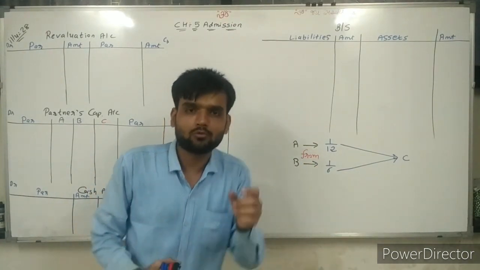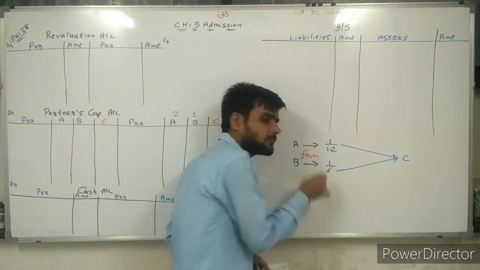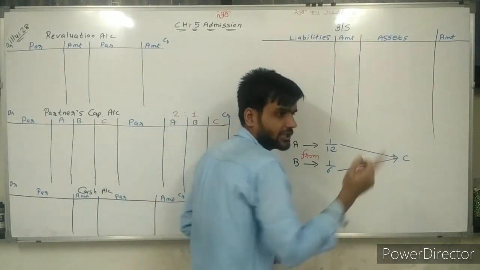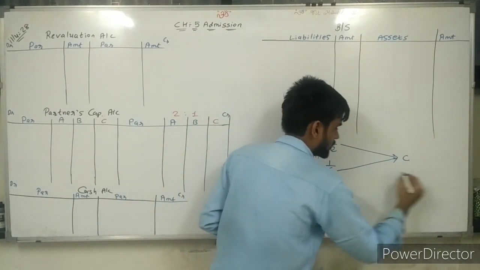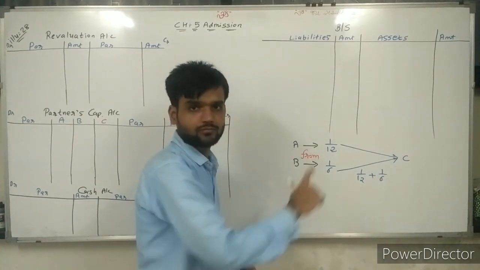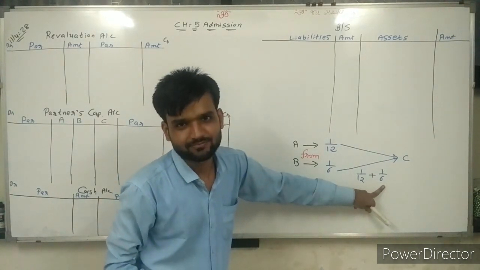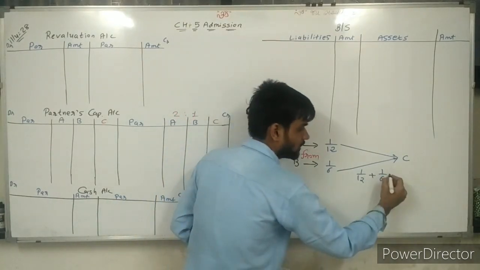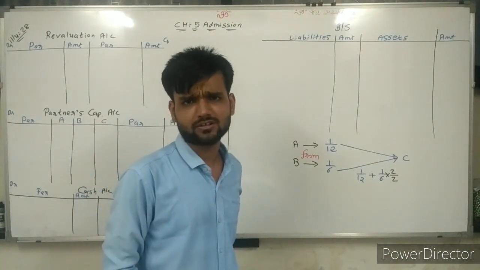We don't need to find what is actually the sacrifice. This is itself the sacrifice ratio. So the total of these two is given to C. So simple, sir. 1/12 plus 1/6, the total of these two is given to C. Now here the denominator is not the same. Here 12, here 6. So to make it 12, we need to multiply by 2. What type of LCM do we have to take?